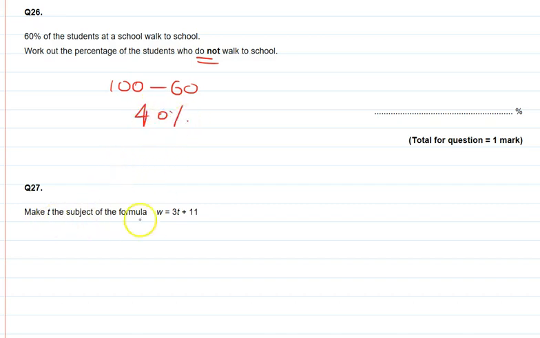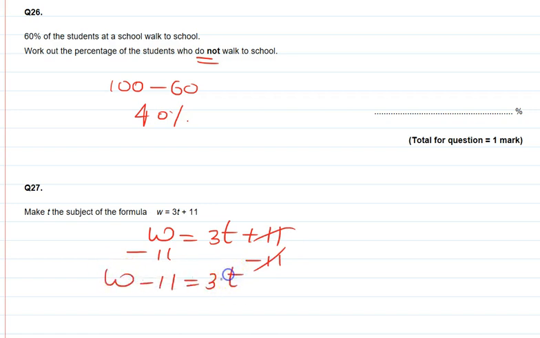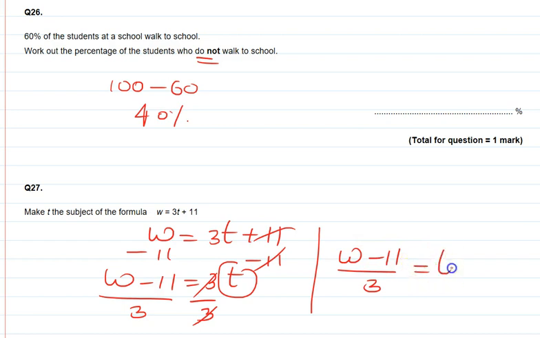Yeah. Make T the subject. So W equal to 3T plus 11. So we need to make T the subject. So let's do minus 11 both sides. So we got W minus 11 equal to 3T. T should be all alone here. So divide by 3 both sides. So this 3 will be cancelled. And we got W minus 11 over 3, that is equal to T. So T as the subject.